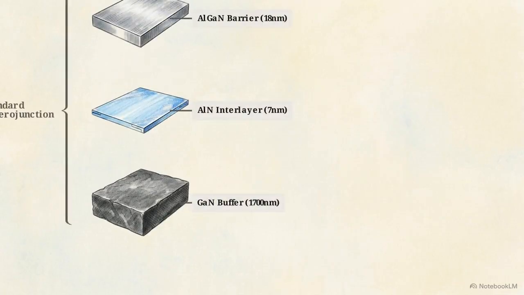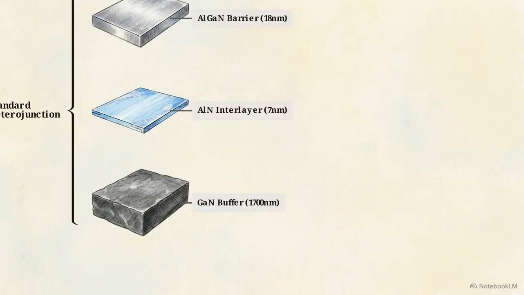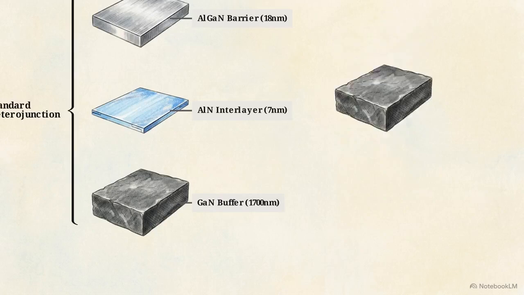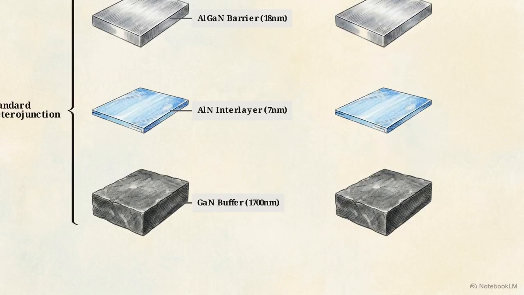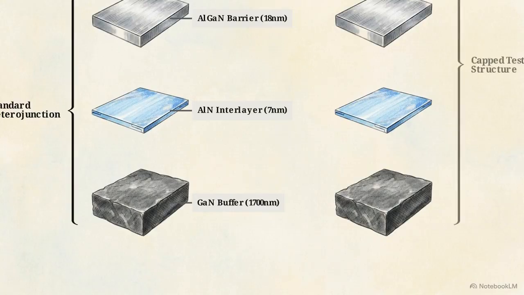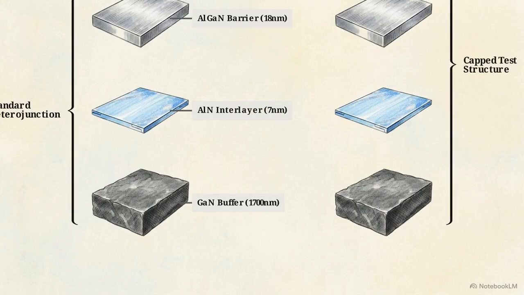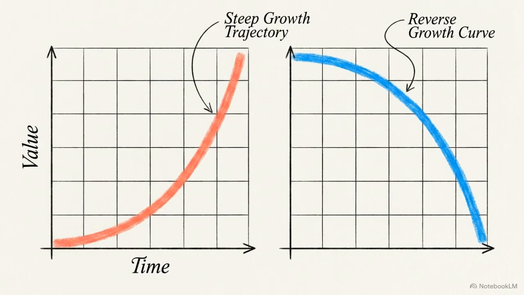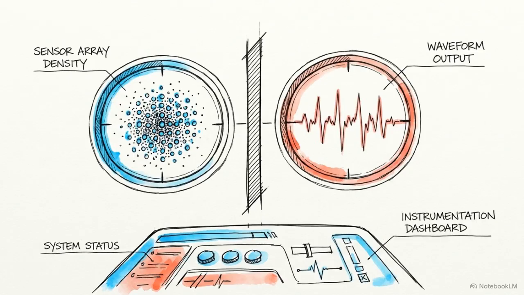The first is a standard heterojunction built with an aluminum gallium nitride barrier over an aluminum nitride interlayer and a thick gallium nitride buffer. The second test structure uses an identical base, but adds a very thin 2-nanometer gallium nitride cap right at the surface. By tracking the nonlinear relationship between the silicon nitride thickness and these two structural variations, we can isolate exactly how passivation modulates carrier density and leakage current.